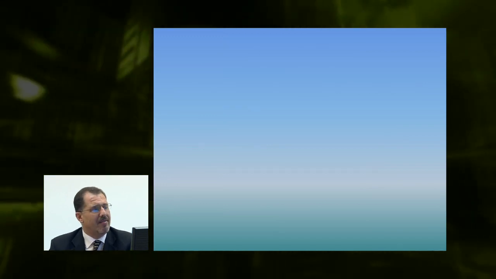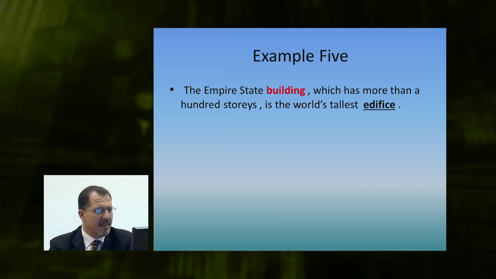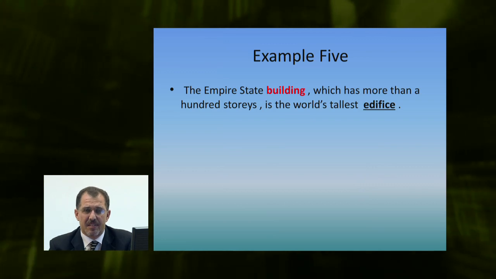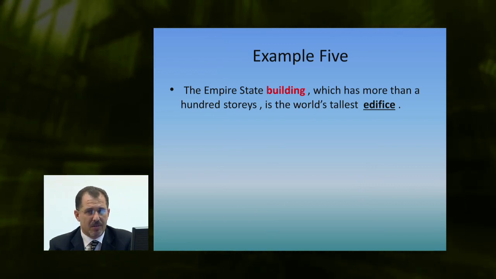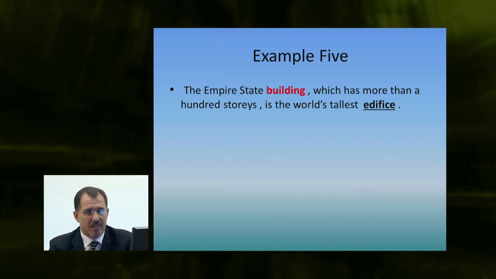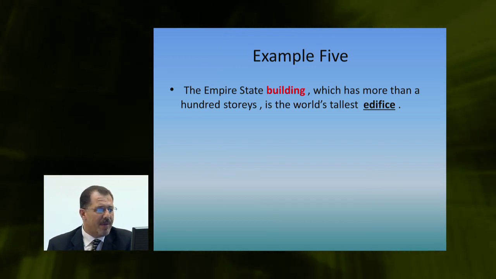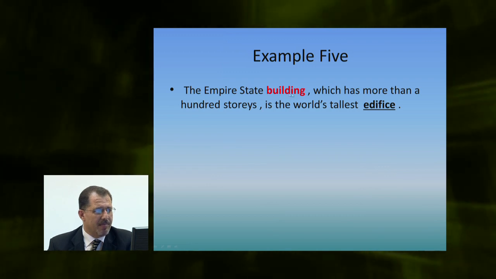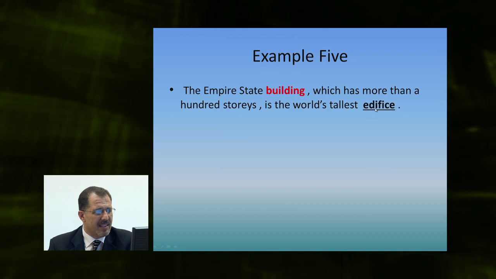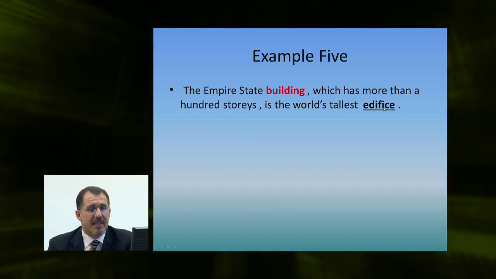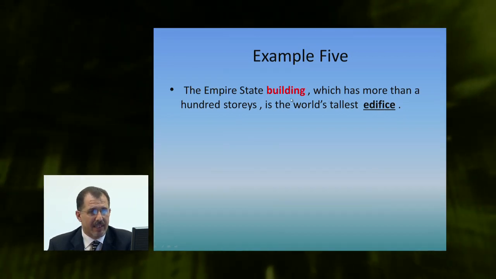Okay, now let's go to example 5. What is example 5? The Empire State Building, which has more than 100 stories, is the world's tallest edifice. This is a very strange word, edifice. But take into consideration that we have a synonym. The synonym is building. Be careful here. We are talking about the same thing, and we have a synonym, building.